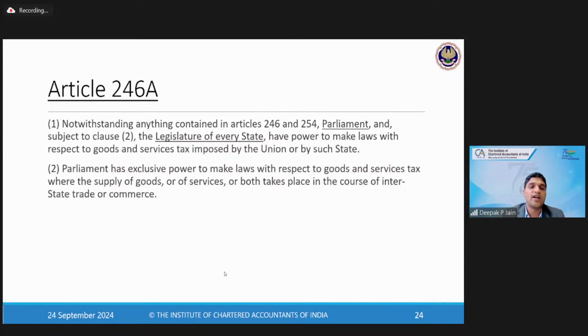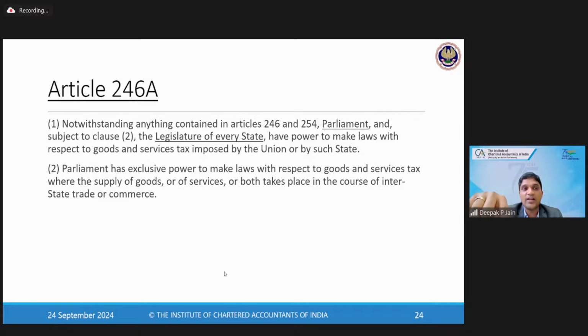Notwithstanding anything contained in Article 246 and 254, the Parliament, which is the central government, and subject to clause 2, the legislature of the state, that is the state government, shall have power to make laws with respect to goods and services tax imposed by the union or by the state. So it's saying that in case of one transaction, both Parliament and the state government will have the power to make laws with respect to any kind of goods or services. So any kind of intrastate supply will be here.